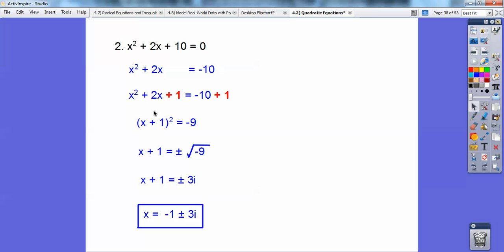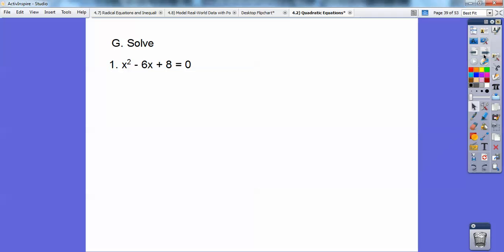Okay, this side factors to x squared, square root 1 goes in there. This sign goes in the middle, and negative 10 plus 1 is negative 9. Square root both sides. Don't forget your plus or minus, and the square root of negative 9 is 3i, and then I subtracted 1 from both sides, and I get that right there. Okay, nice and easy. Okay, so let's solve this guy.